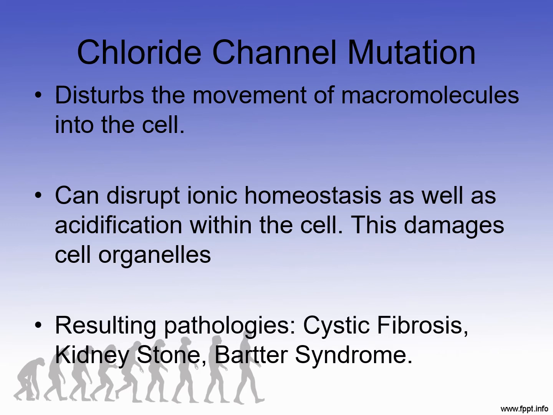within your body. So the resulting pathologies that come out of these kind of point mutations that affect the chloride channel are things like cystic fibrosis, chronic kidney stones, as well as Bartter syndrome.